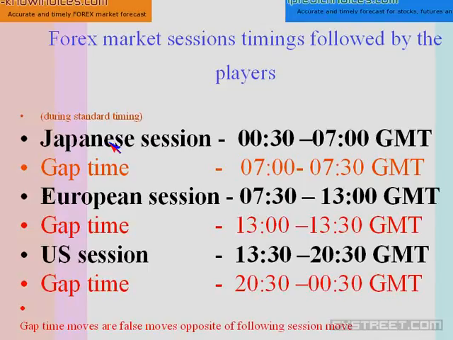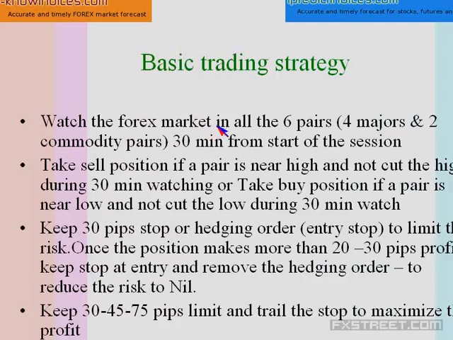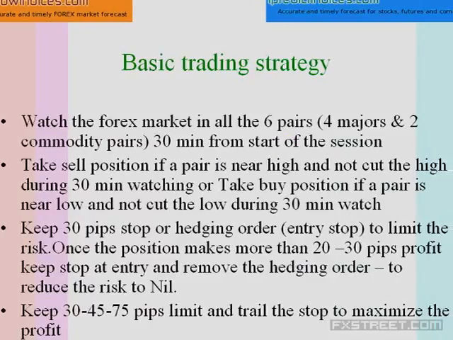Now the basic trading strategy: watch the forex market in all 6 pairs, the 4 majors and 2 commodity pairs, for the 30 minutes from the start of the session. How they intend to move, you will be able to understand. And if they have not breached the high and are near the high, you can do a sell and buy trade. And if they are near the low and have not breached the low and gone below, you can do a buy and sell trade. Now currently you come across them at an in-between level.